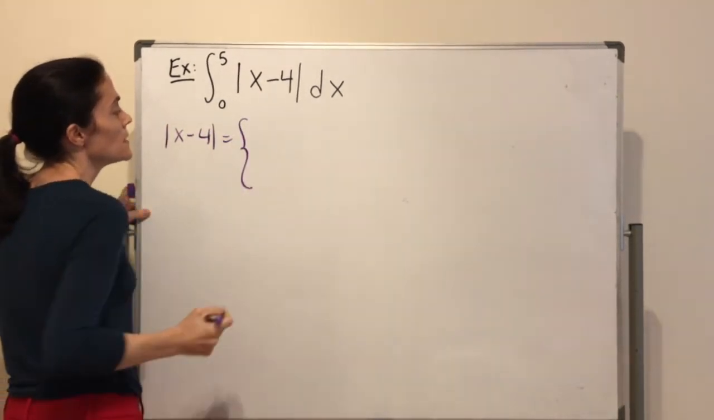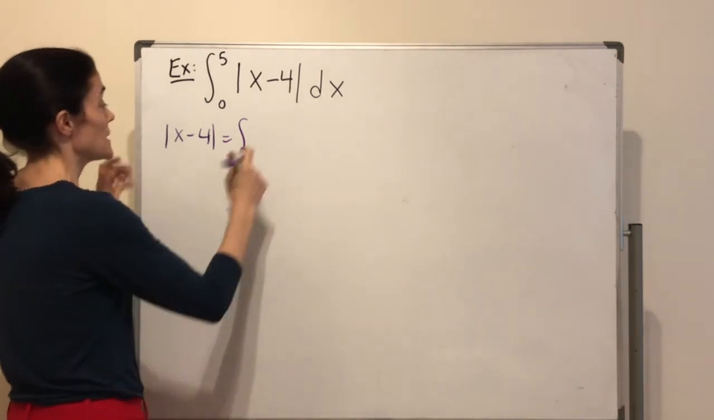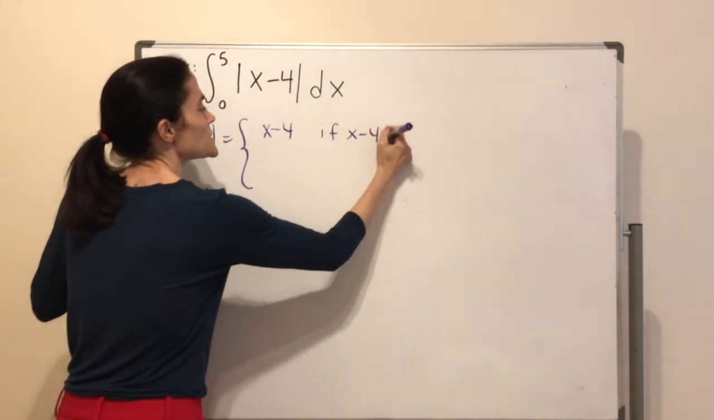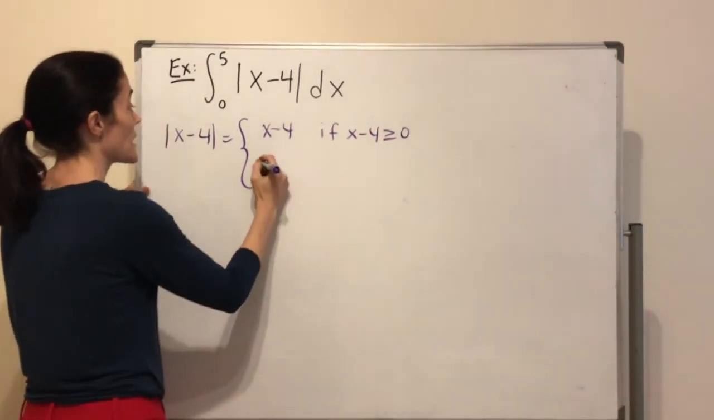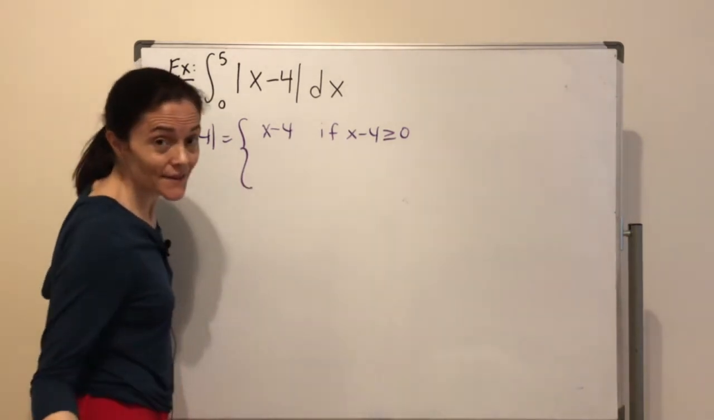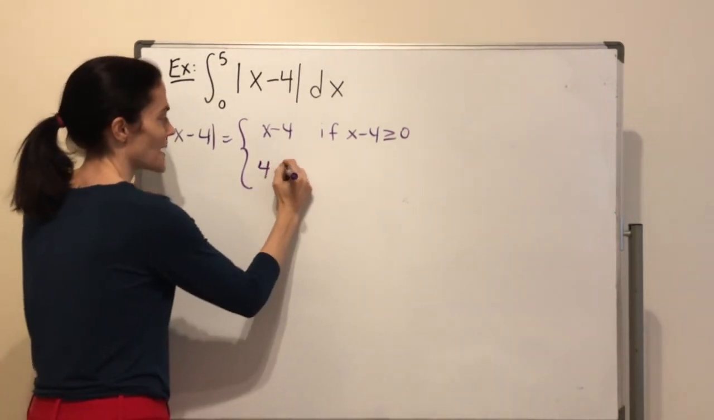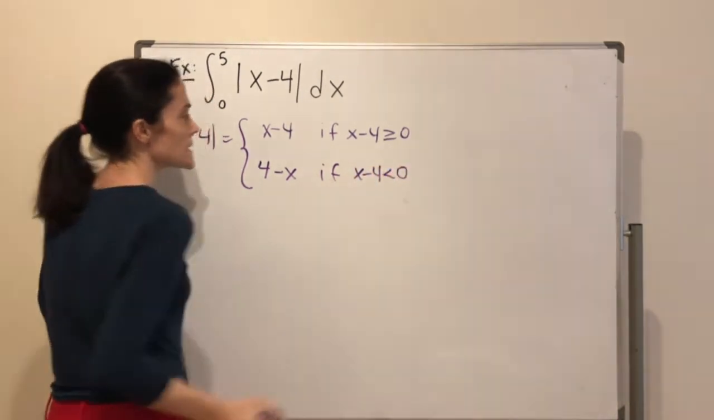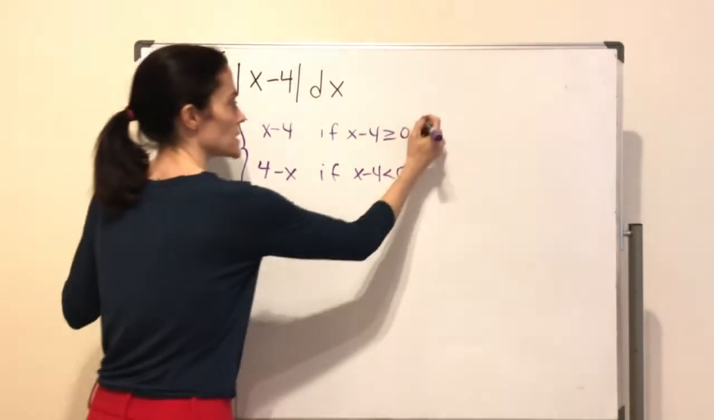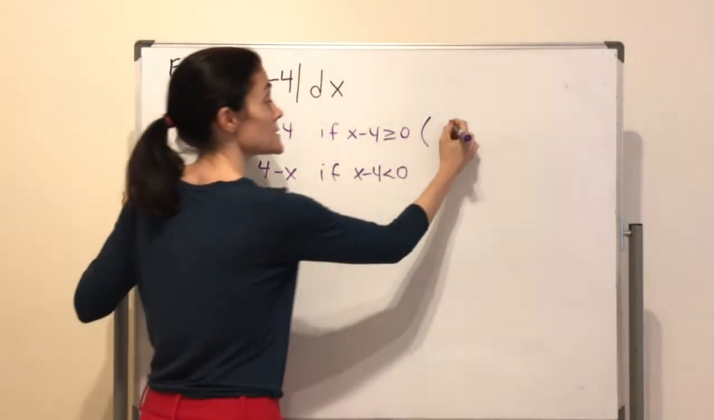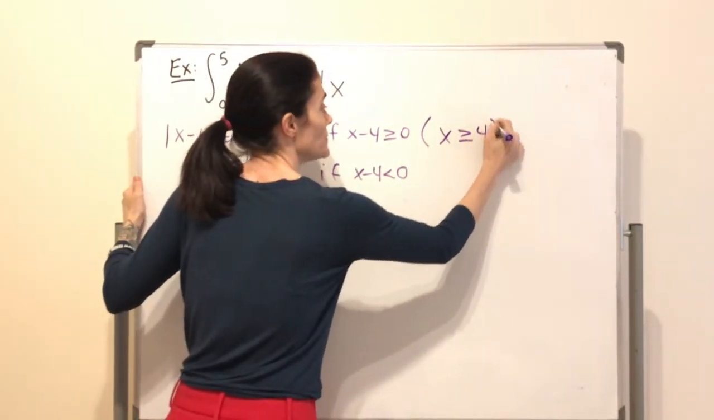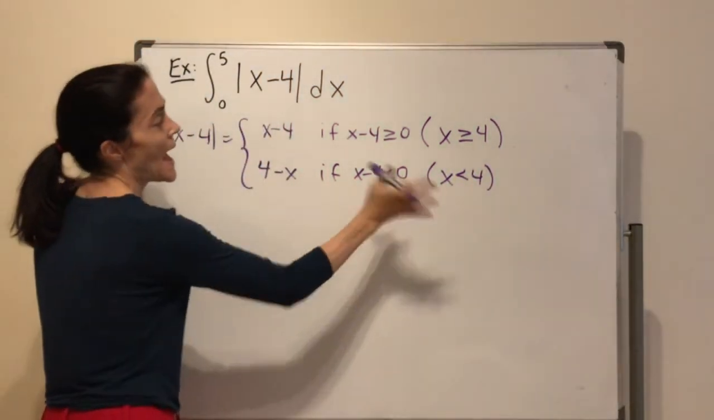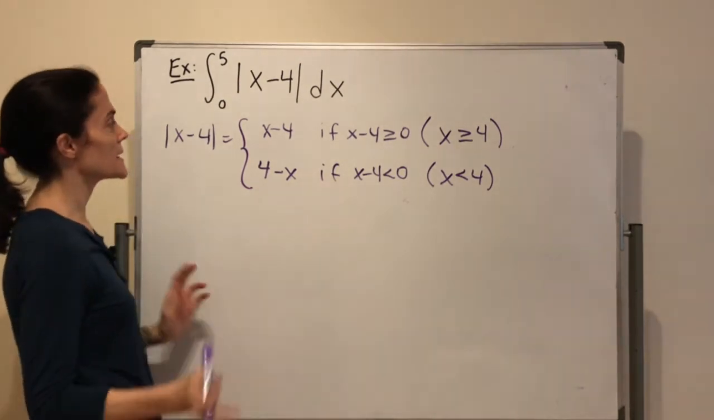Well, it's piecewise defined, really. It's x minus 4 if x minus 4 is bigger than or equal to 0, and it's negative x minus 4, which is 4 minus x, if x minus 4 is less than 0. Now, I can just change this. This says x is bigger than or equal to 4, and this says x is less than 4, right? Just adding 4 to both sides of the inequality.